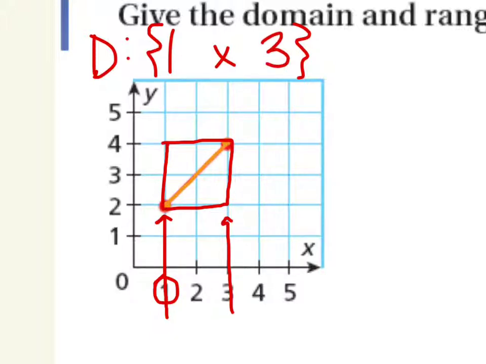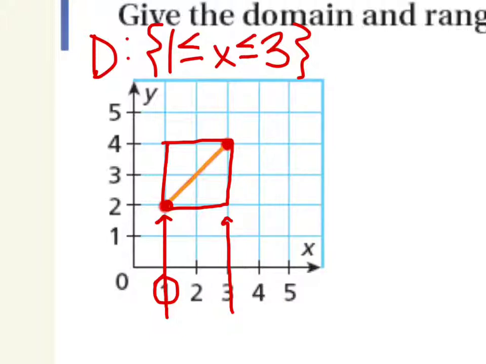And now let's continue our inequality. 1 is less than or equal to, equal because our dot is filled in. So 1 is less than or equal to x, which is less than or equal to, again the dot is filled in, so x is less than or equal to 3.